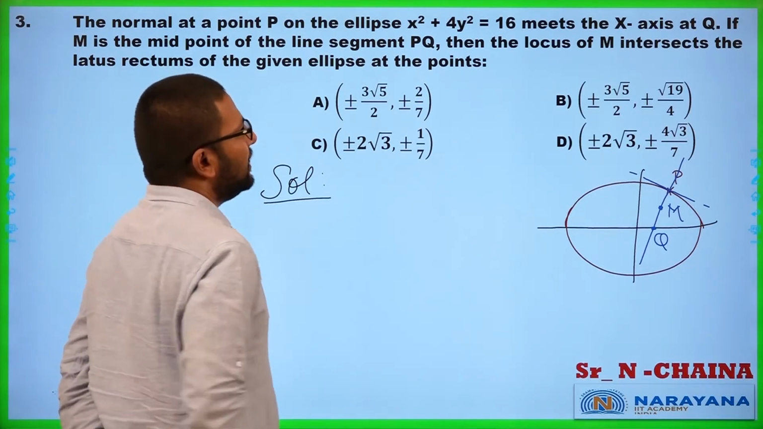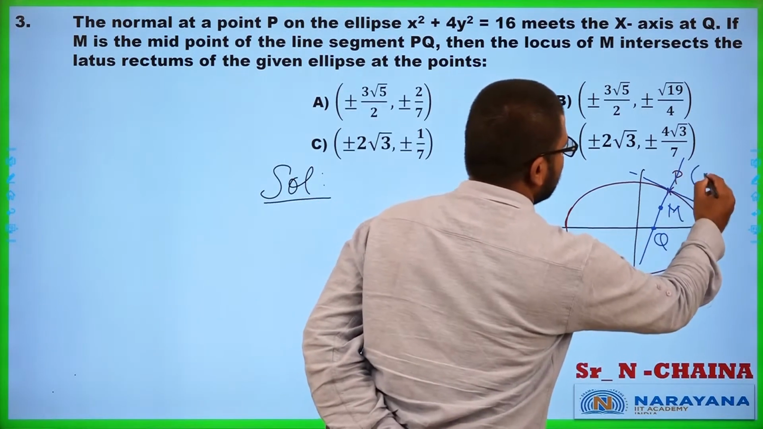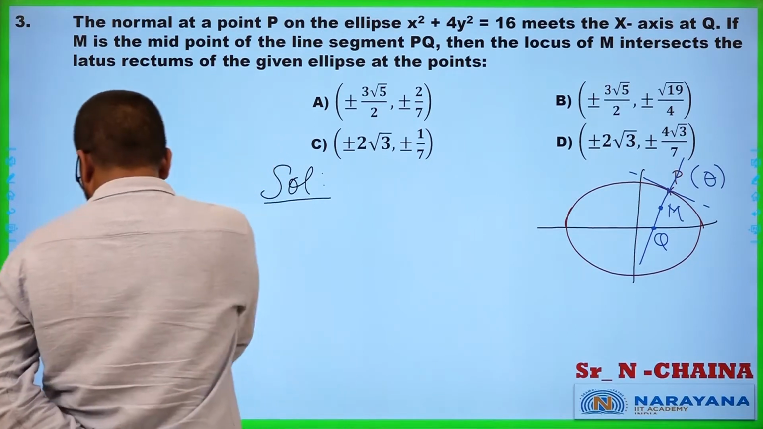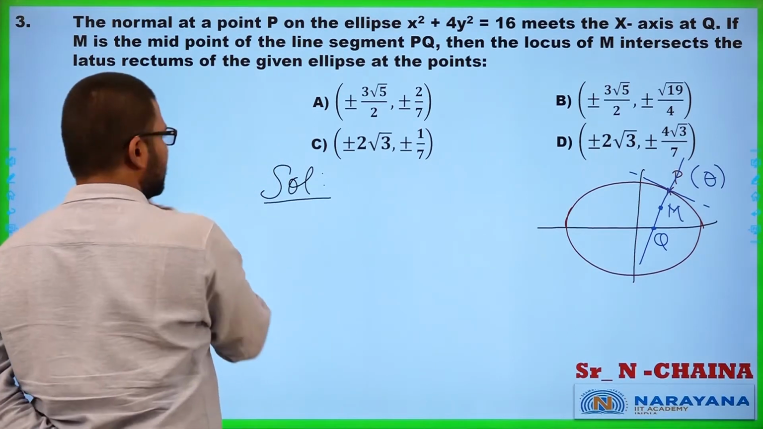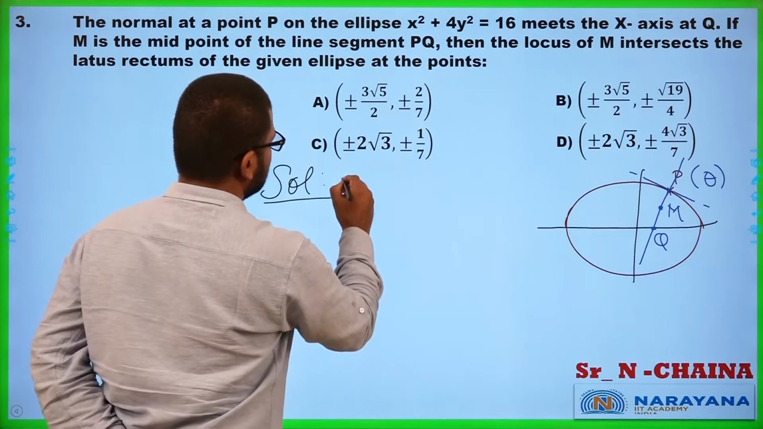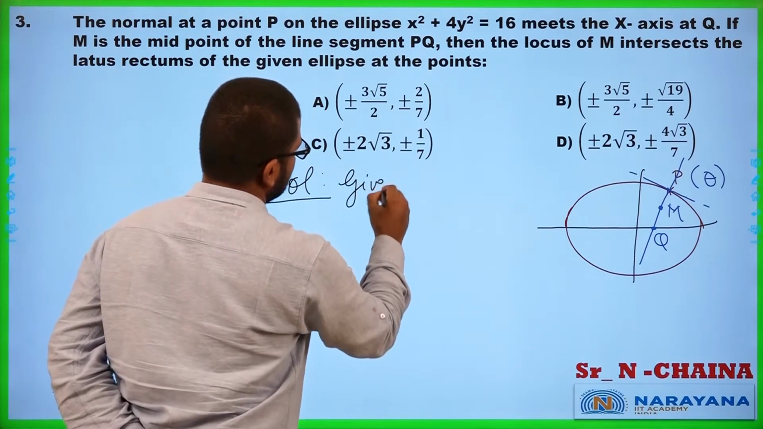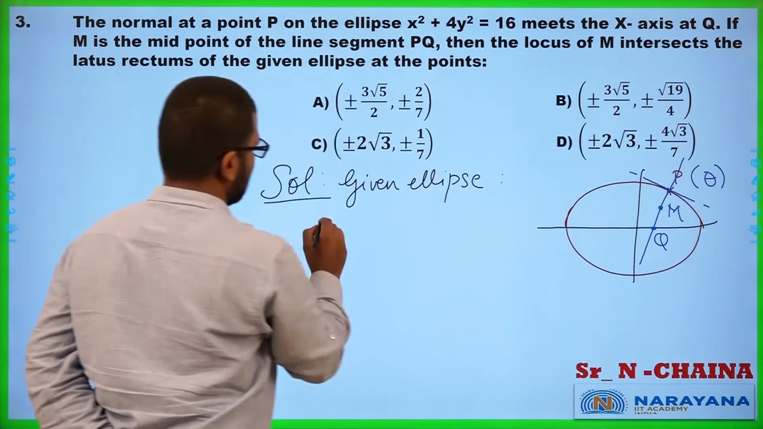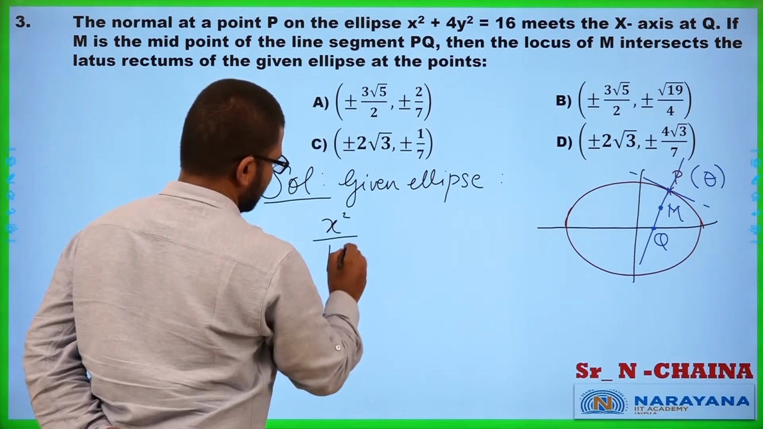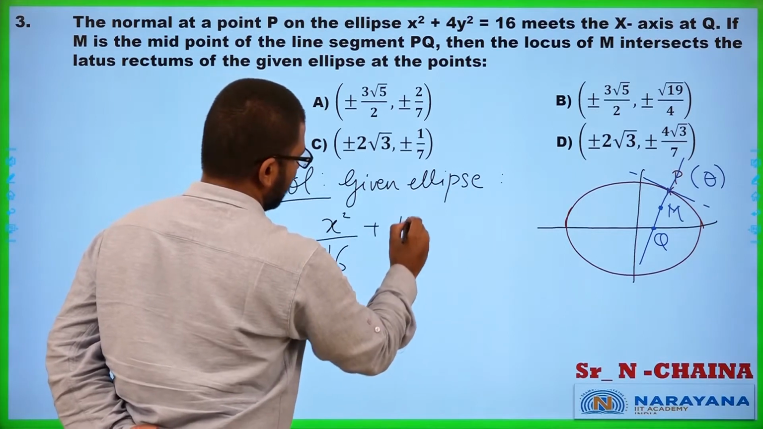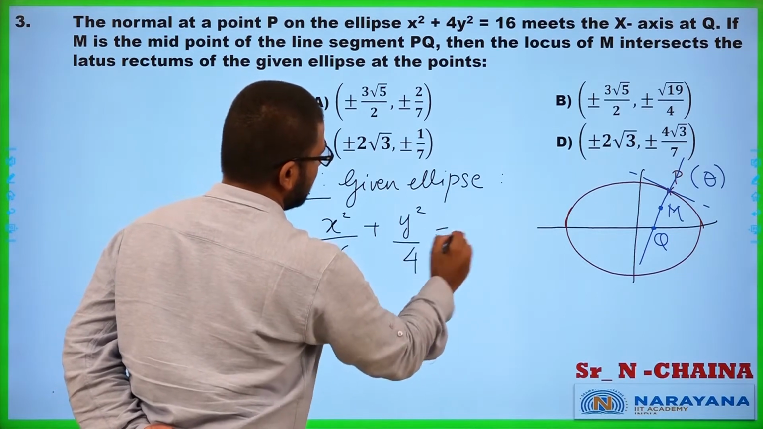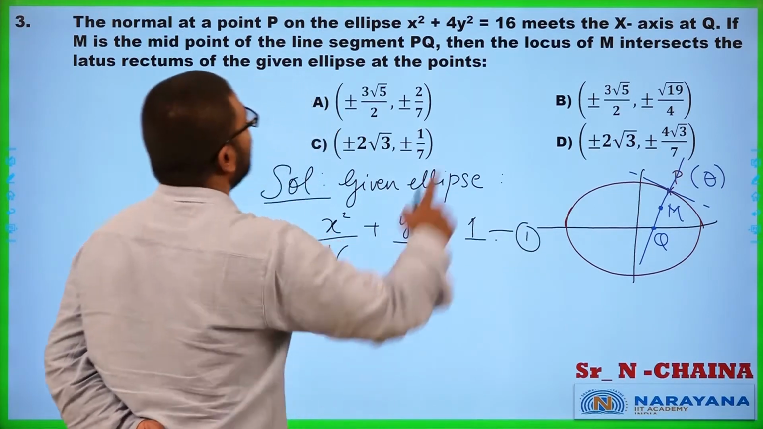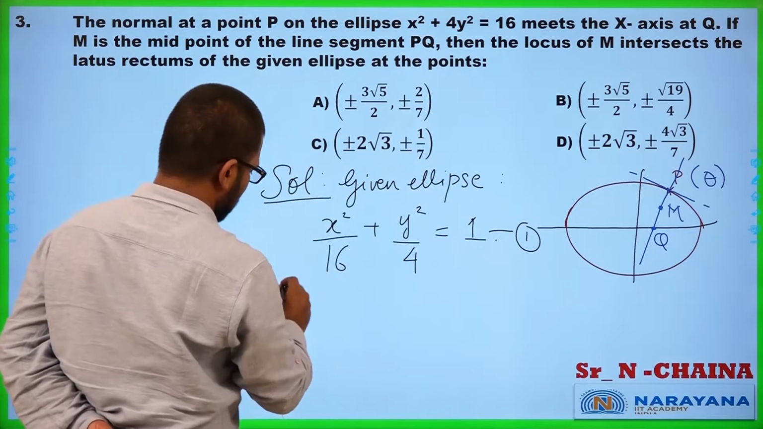Okay, so let us first take P of theta. Alright, we will use parametric form. So first let us write the given equation of ellipse in the standard form. So given ellipse is x square by 16 plus y square by 4 equal to 1. Alright, let us call this equation 1. Then normal at a point P.